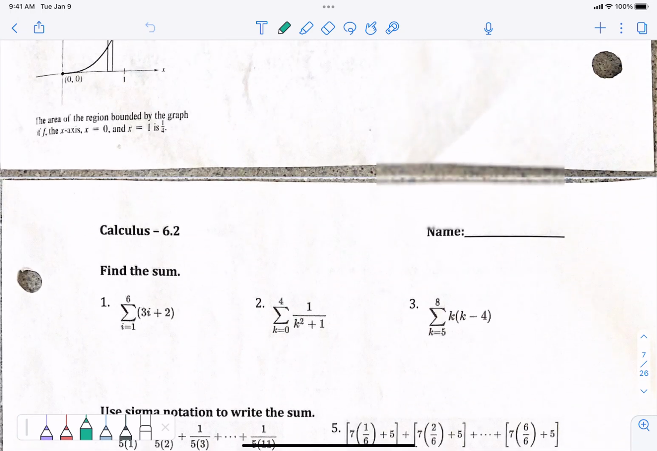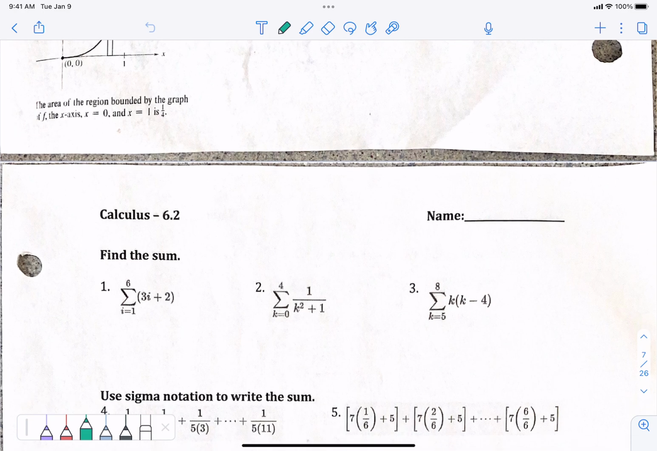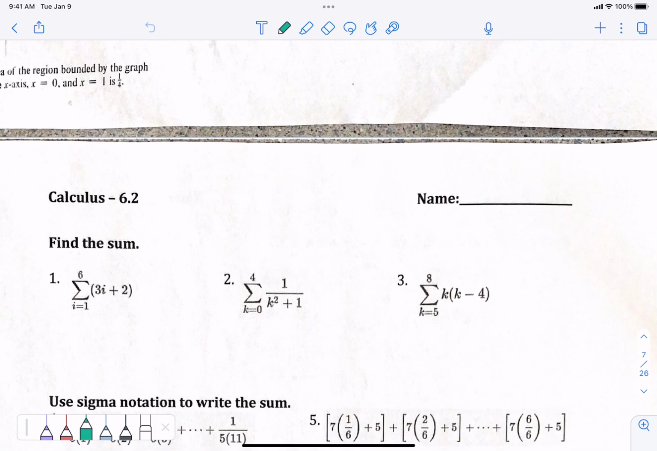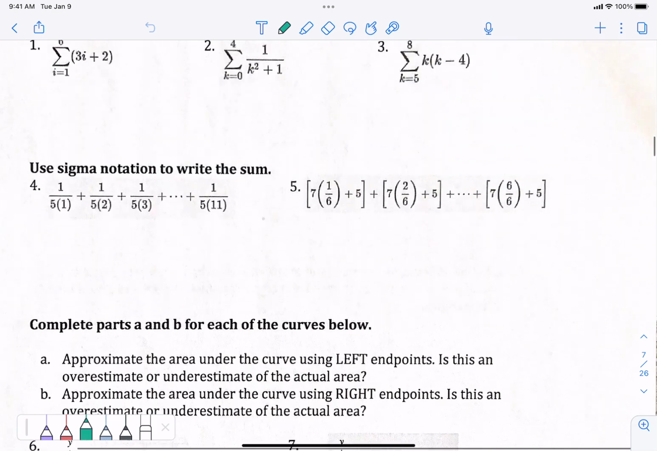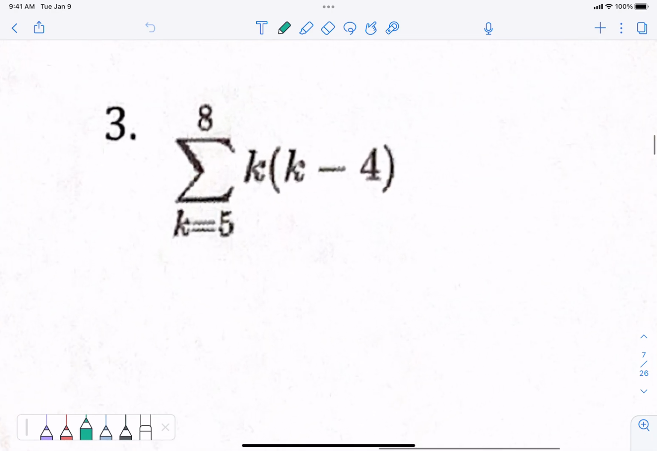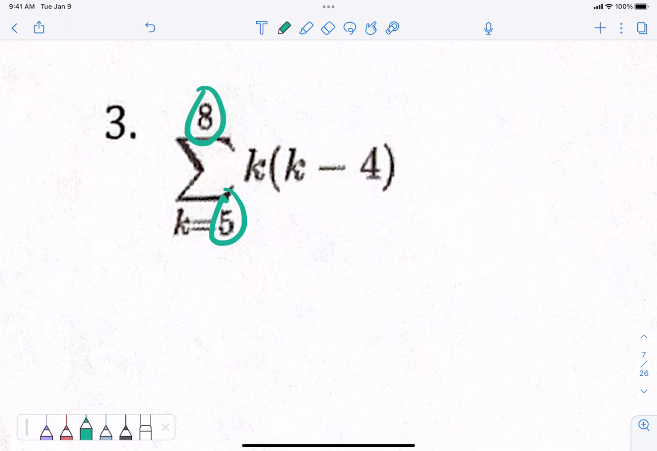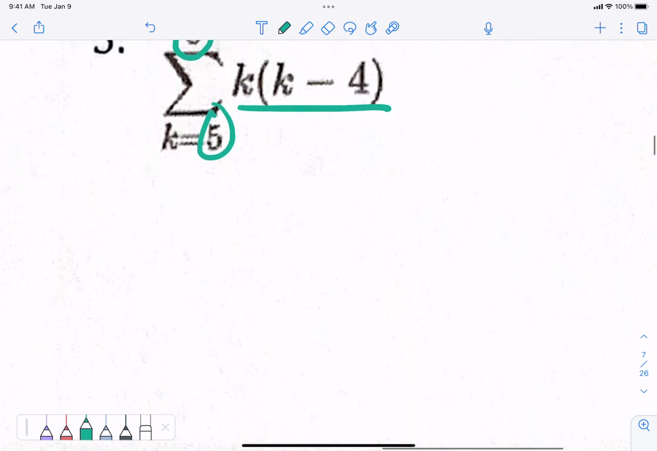Okay, so just to get an idea of what it is we're doing again: 1, 2, 3 are those summations, those Riemann sums that you're trying to find. This goes hand in hand with the rectangles, because you're adding the areas of the rectangles over and over again. Looking at number 3, we're starting with 5 and going to 8, and all you're doing is plugging this into the formula and then adding them together.